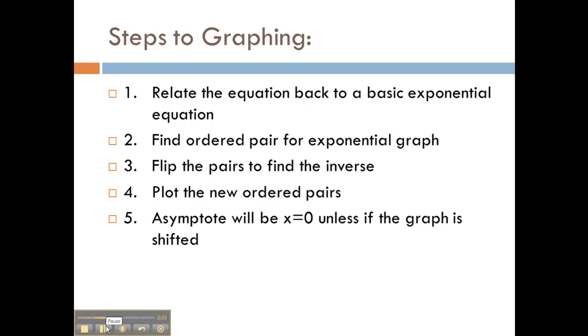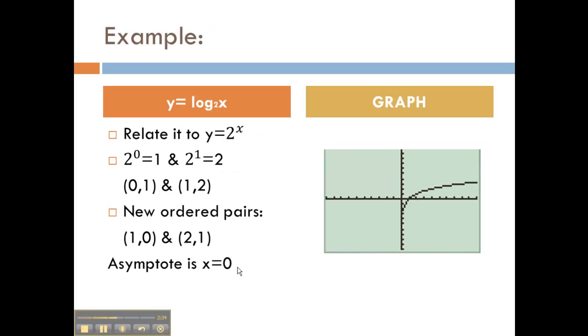Steps to graphing. Relate the equation back to a basic exponential equation. Find ordered pair for the exponential graph, then flip the pair to find the inverse, plot the new ordered pairs, and the asymptote will be x equals 0 unless the graph is shifted. Here's another example for everybody to work off of.